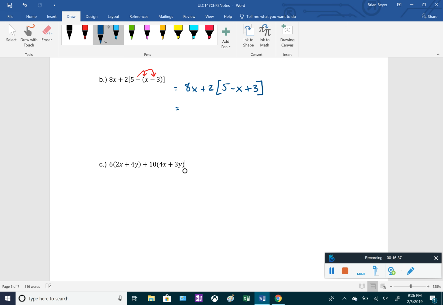So let's combine like terms inside that bracket. Remember, a bracket is just parentheses. So we have 5 plus 3, which is 8. So 8 minus x. Now I'm going to distribute this 2. So it's going to be 8x plus 16 minus 2x. Combine 8x minus 2x, we get 6x. So 6x plus 16.